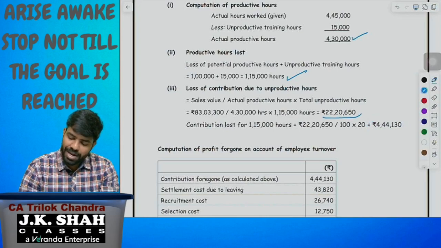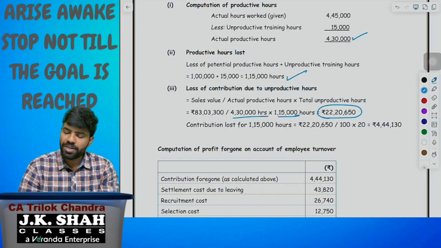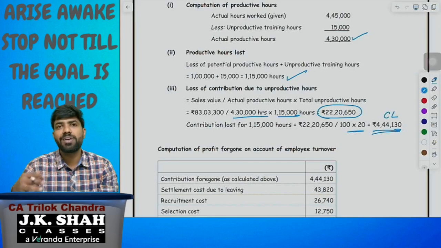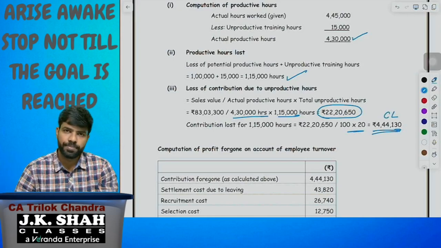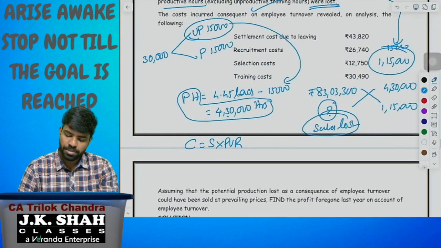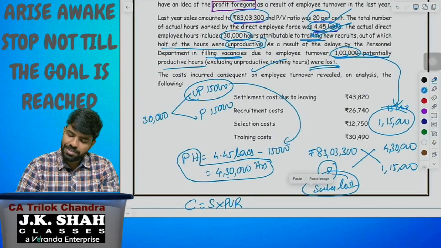The sales lost is 22 lakh 20,650. As we discussed, do the cross multiplication. 22 lakh 20,650 into PV ratio of 20%. We'll be getting 4 lakh 44,130 as the contribution lost, which is the loss due to labor turnover. Okay, next.